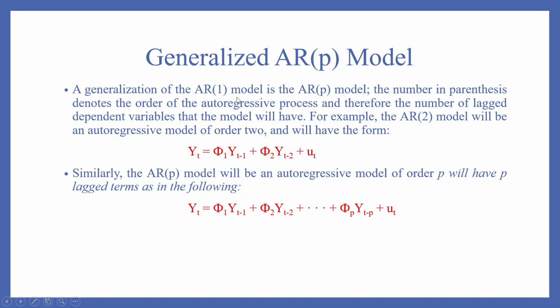A generalization of the AR(1) model is the AR(p) model. The number in parentheses denotes the order of the autoregressive process, and therefore the number of lagged dependent variables that the model will have. For example, the AR(2) model will be an autoregressive model of order 2 and will have the form yt is equal to phi1 yt minus 1 plus phi2 yt minus 2 plus ut. Similarly, the AR(p) model will be an autoregressive model of order p and will have p lag terms as given below. So the last term is p.